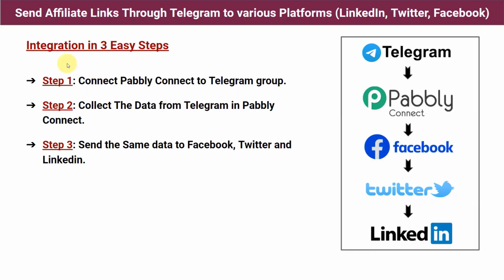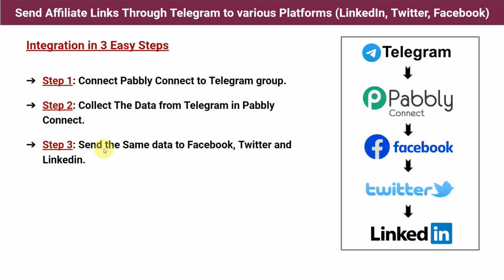So guys, these are the 3 easy steps by which you can also make this integration or automation between these applications. Okay, so step 1 is connect Pabbly Connect to Telegram group. First of all, we are going to open Pabbly Connect and connect our Telegram group with Pabbly Connect. Step 2 is collect the data from Telegram in Pabbly Connect. So in the second step, we'll bring the data from the Telegram group to Pabbly Connect.